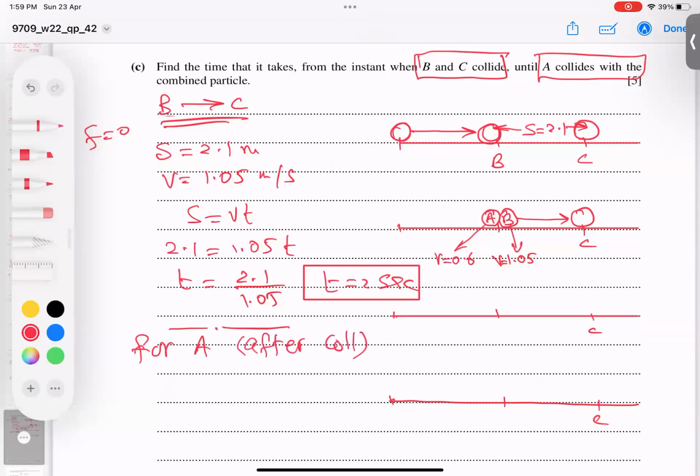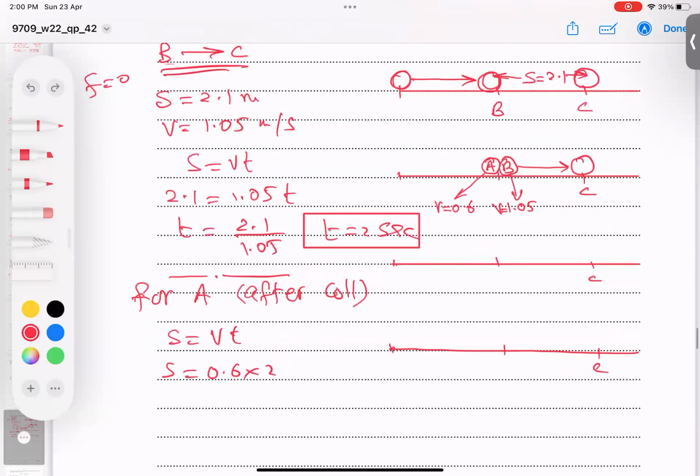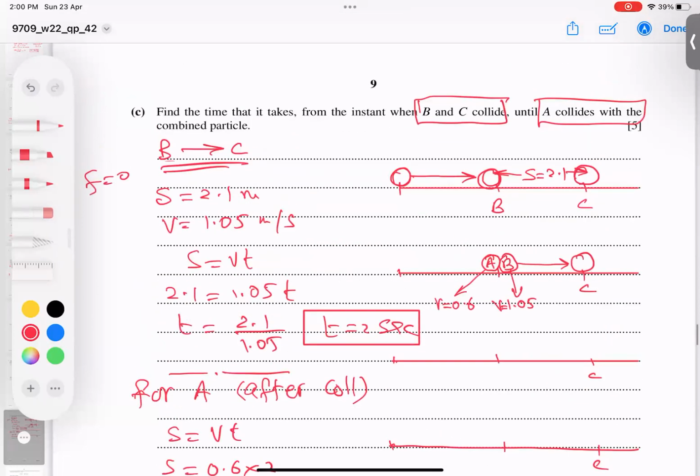So let's start. Because S is equal to Vt, and the velocity of A is 0.6, so 0.6 into 2. I actually want to know that when B travels to C, how much A has traveled. That point is very important for us to know, and that is 1.2 meters.